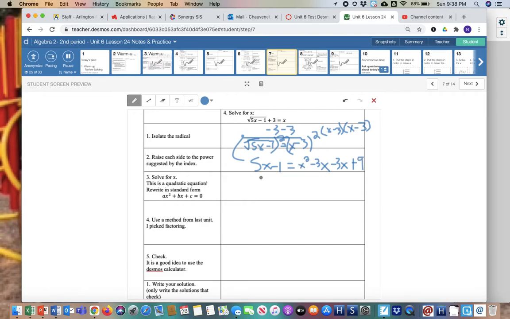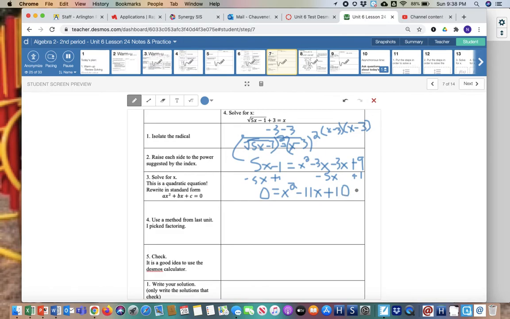It's a quadratic equation. I want to get one side equal to 0. So the easiest thing is for me to move everything from the left to the right, since my x squared is already on the right-hand side. So let's do that. So I get 0 equals x squared, and then negative 3x, which is negative 6x, negative 5x, which is negative 11x, and then negative 1 plus 9, 10. Okay, so now this is where I'm at here.